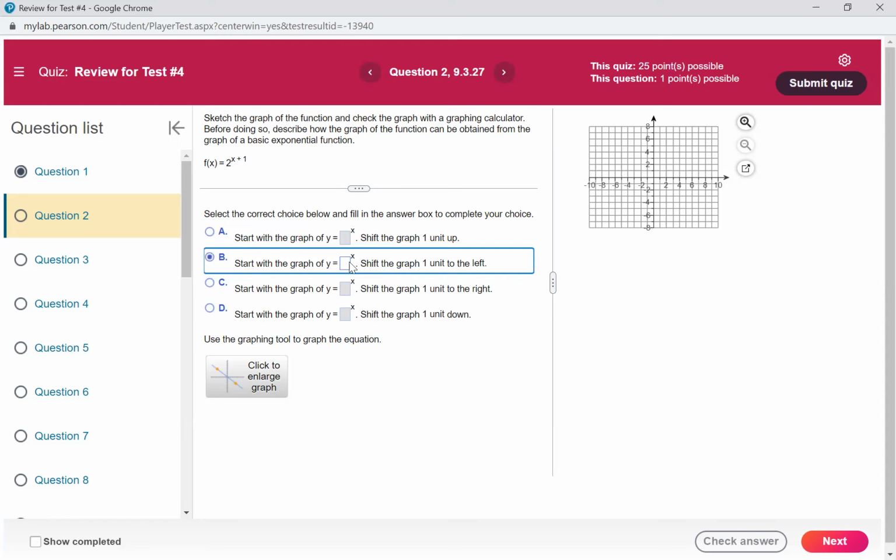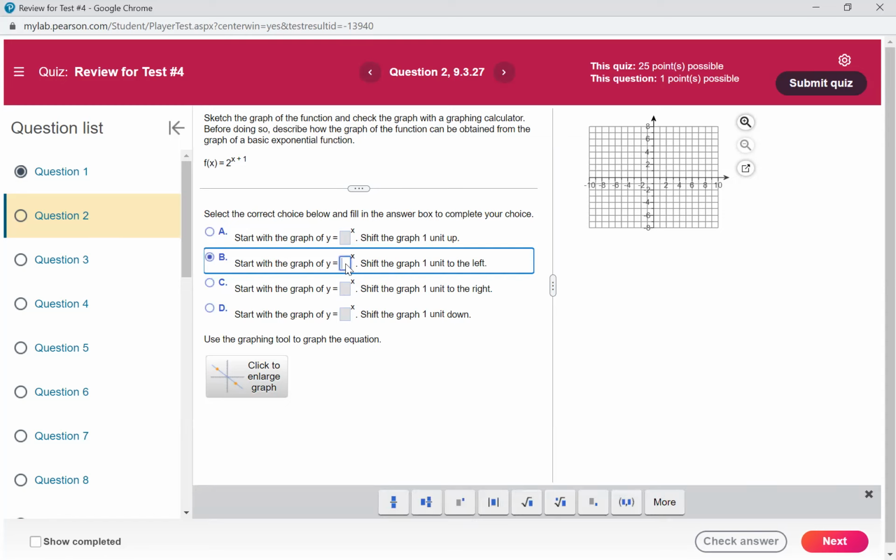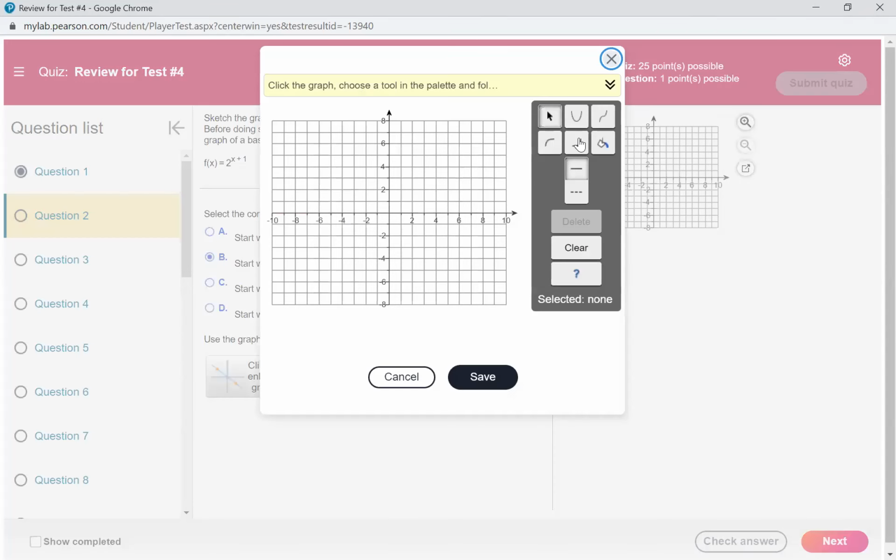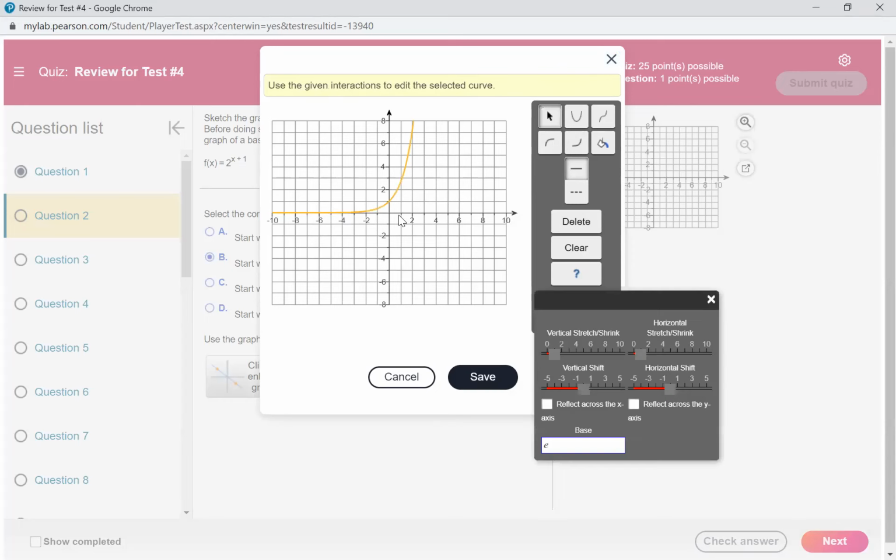And then down here in the box, you got to put your base. So my base was the 2. Now, we got to click to enlarge the graph. Exponential tool is on the second row, second tool. And then click anywhere on the graph. Now, mine went 1 unit to the left, so I'm going to go to horizontal and move that to -1.